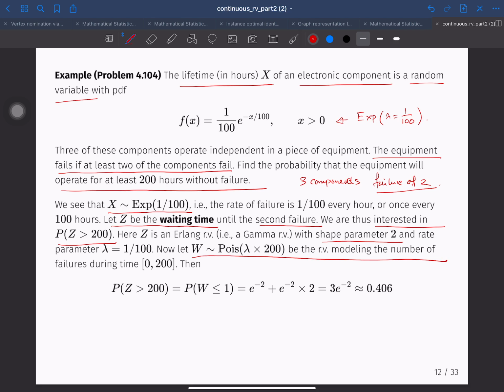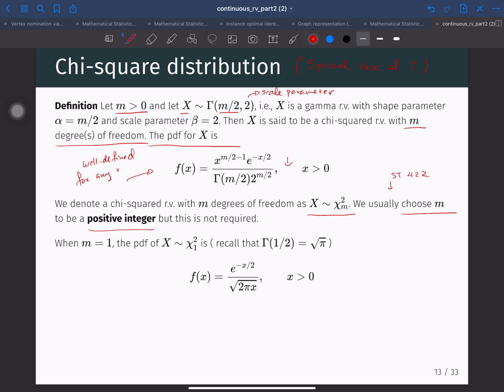So we will usually denote a chi-squared random variable as x ~ chi-squared(m). As we'll see later in ST432, we usually choose m to be a positive integer. But this is not required, because this is well defined even for non-integer m, for any m bigger than 0, not necessarily an integer.